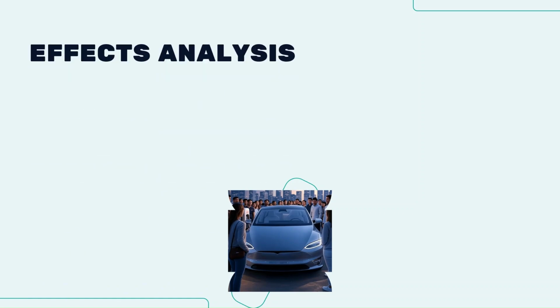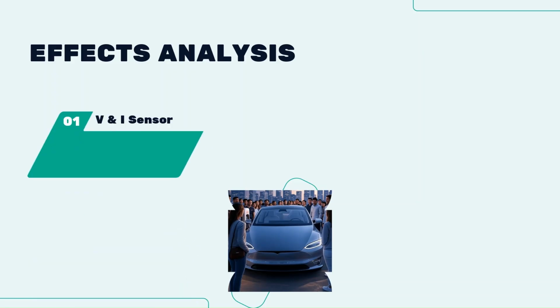Now let's go to the next slide and understand what the effects of these failure modes will be. Effects analysis: for the V&I sensor, the effects could be incorrect state of charge estimation, overcharging, and reduced range.